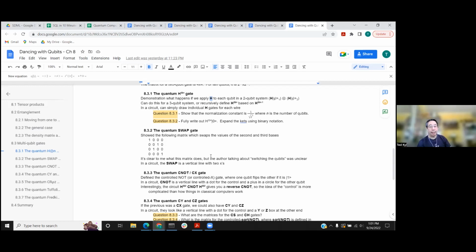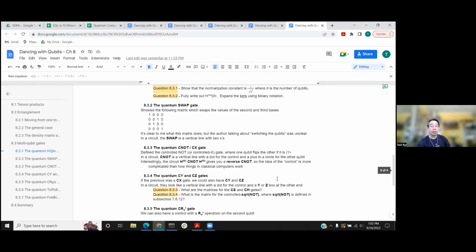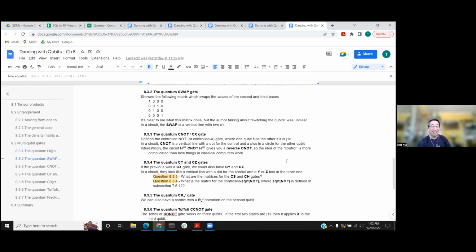So that's the swap gate. I didn't try to paste or draw pictures, but in the book you can see the line has X's on it. The quantum CNOT gate gets used a lot, so this is an important one. The idea is that the second qubit will get flipped if the first qubit is a 1, and it will not get flipped if the first qubit is a 0.